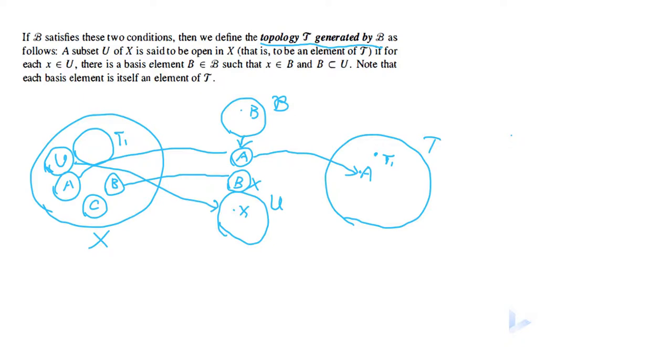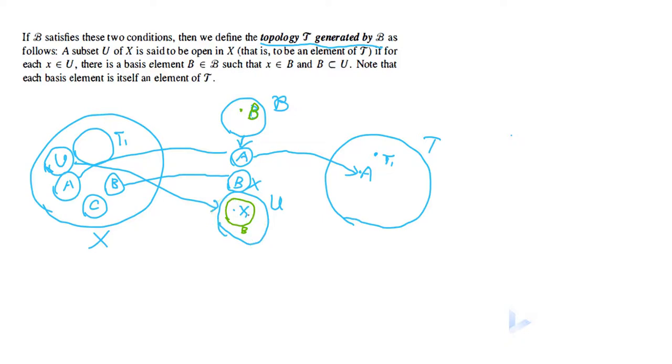So let's change the color. For any x inside of this U, we can find a basis element in the basis such that the basis element B contains this point x, and also this B is inside this U. So it looks like this, but if the basis element looks like this, or like this, or like this, those are not valid basis elements. Only like this is right.